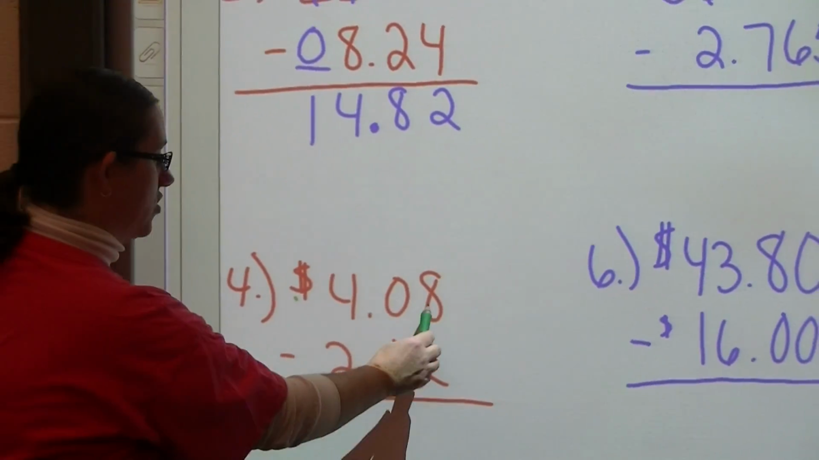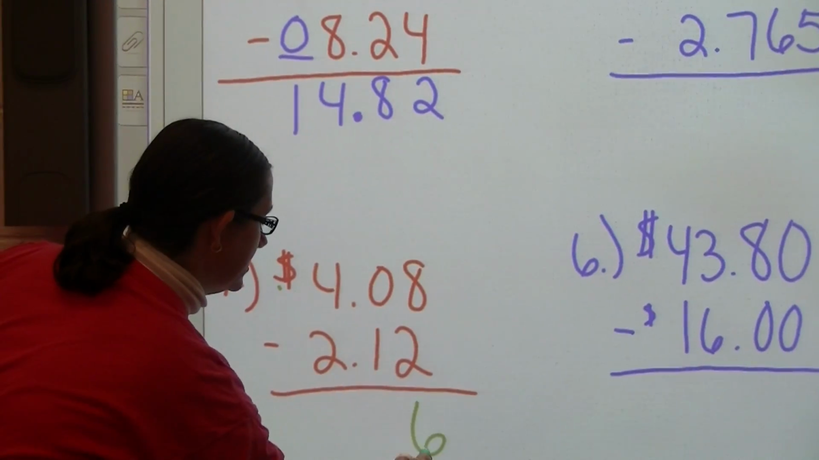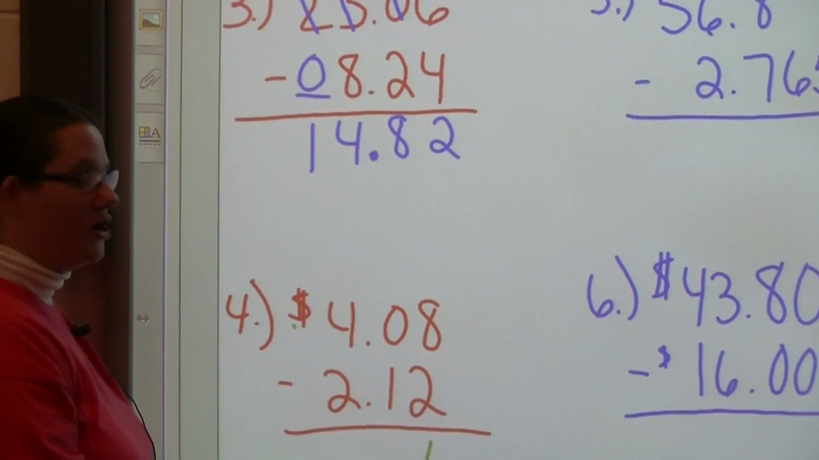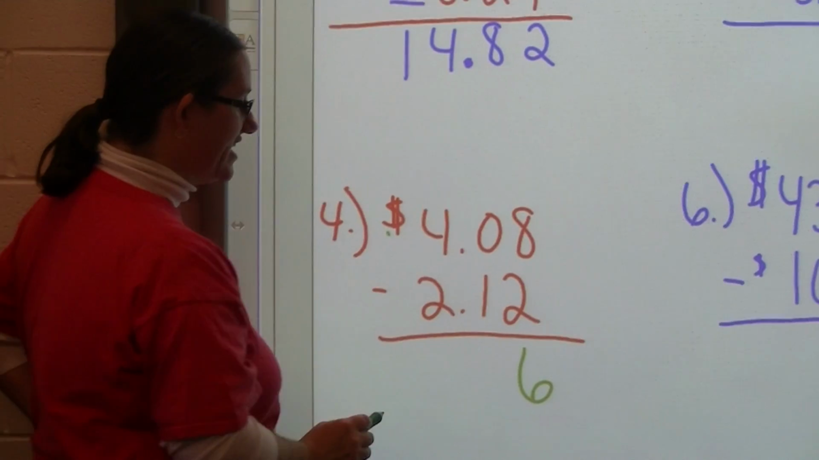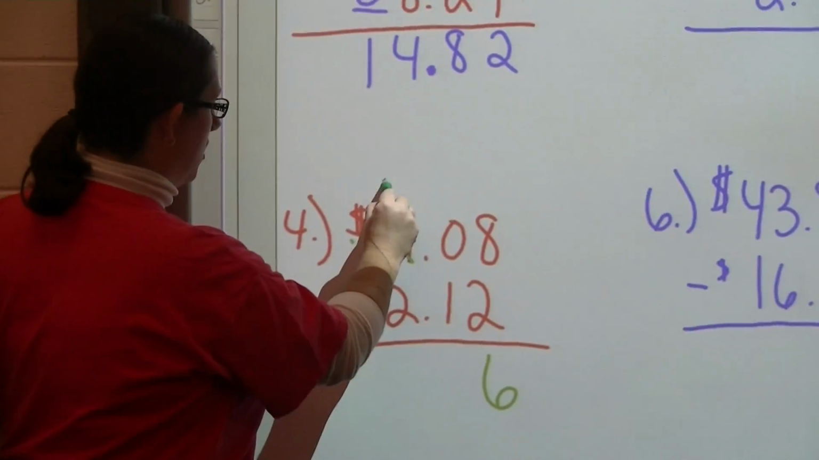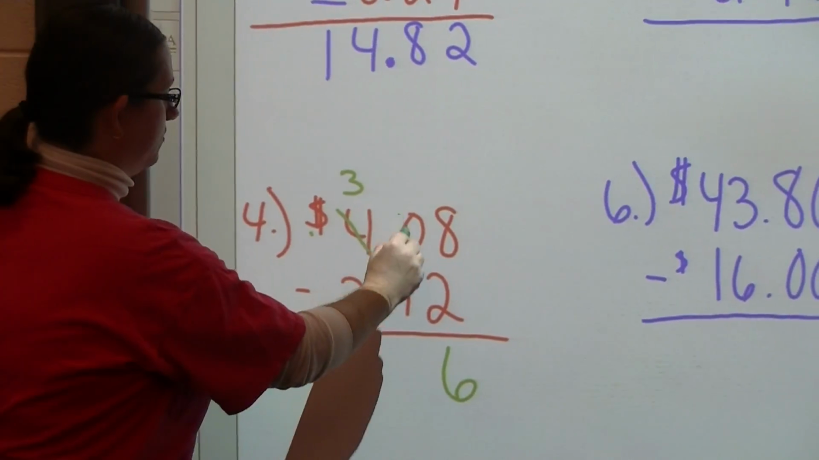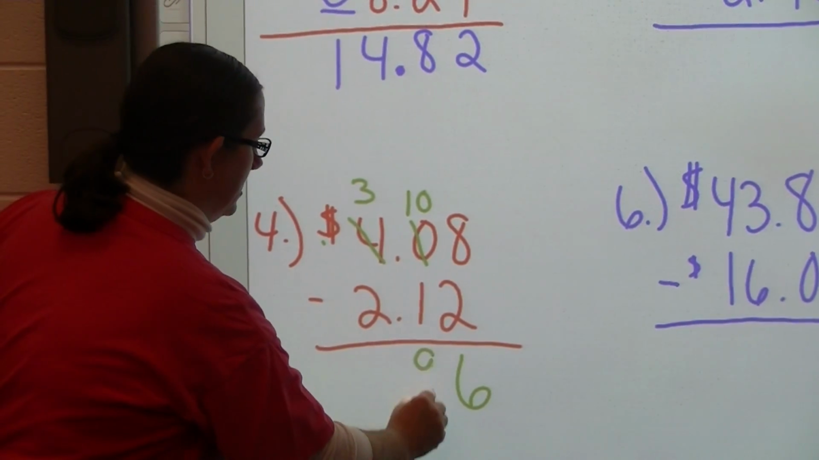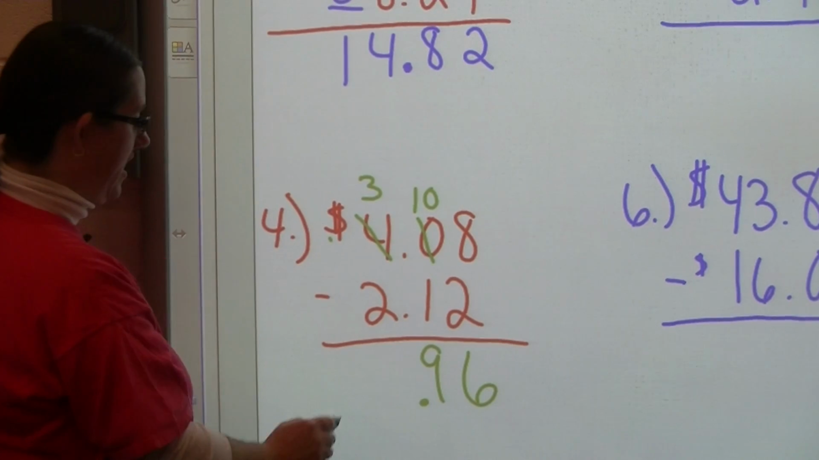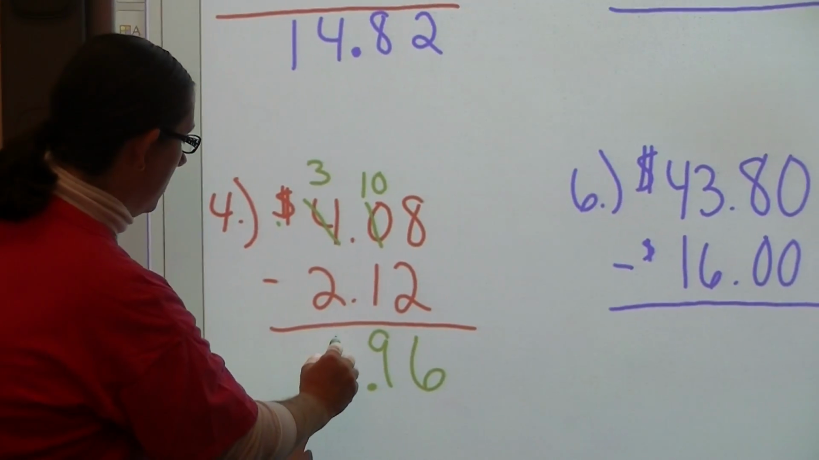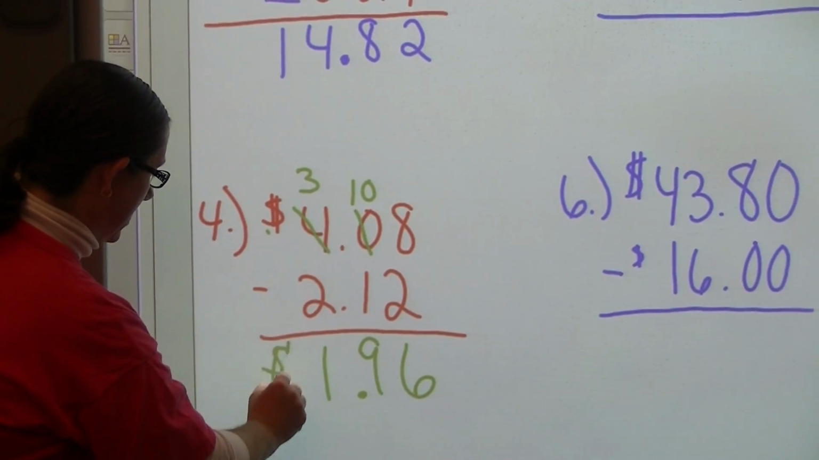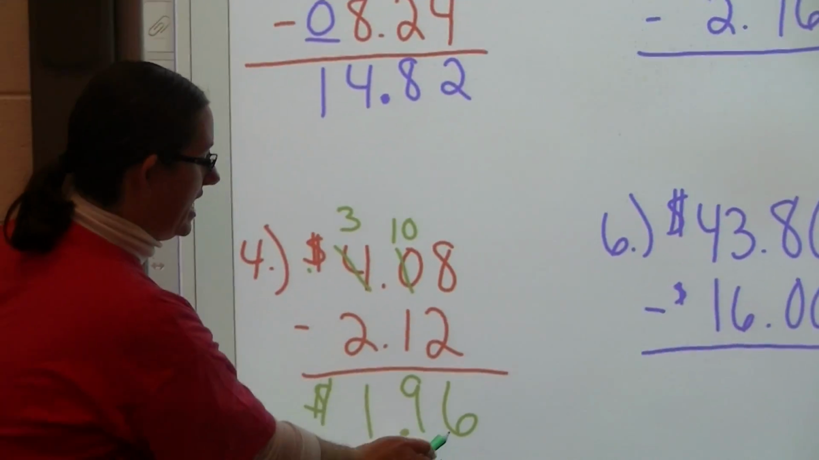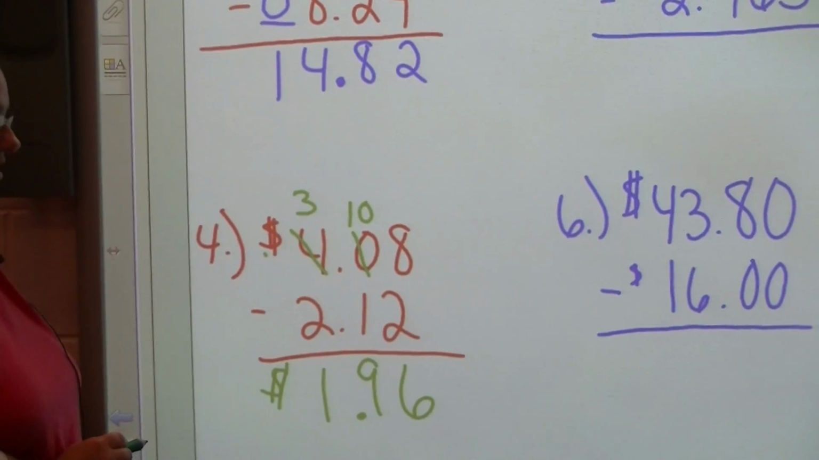Again is in the hundreds, so 8 take away 2 is 6. 0 take away 1 is 1, right? No, good. We have to borrow. You cannot do 0 take away 1. So 4 becomes a 3. This becomes 10. 10 take away 1 is 9. Good job. Put your decimal in there. And 3 take away 2 is 1. And I'm going to put my dollar sign in there right away. So my final answer is $1.96. Good job, 5th grade.